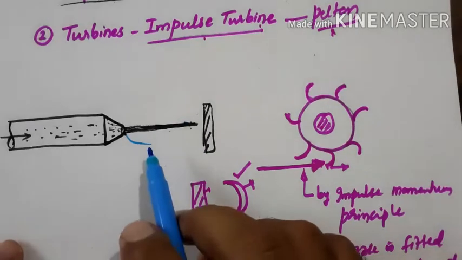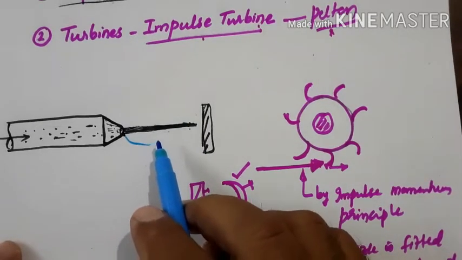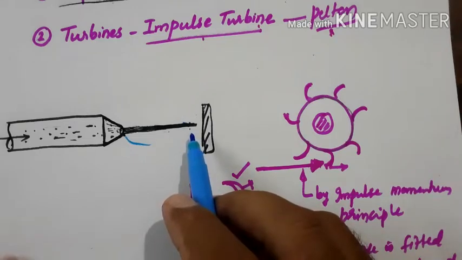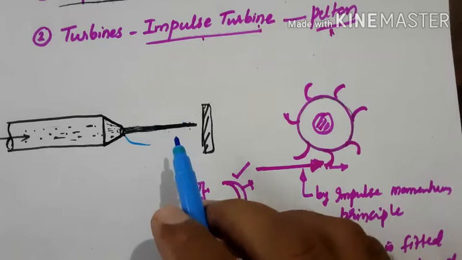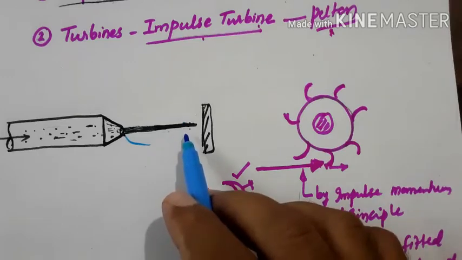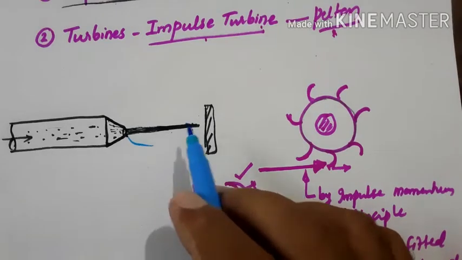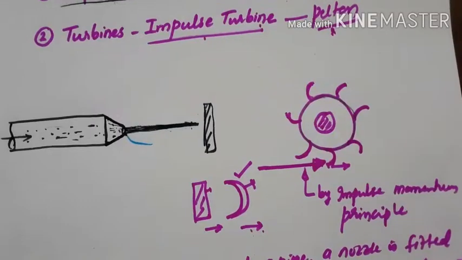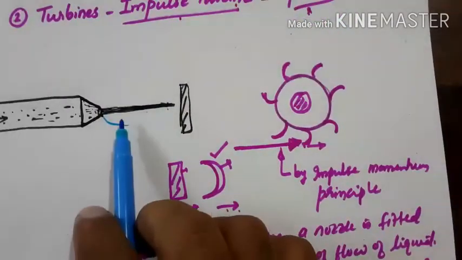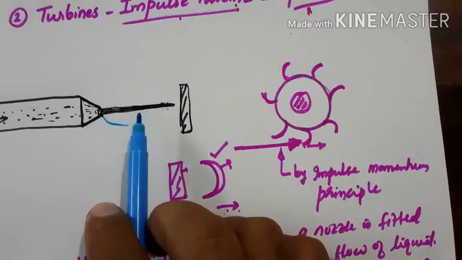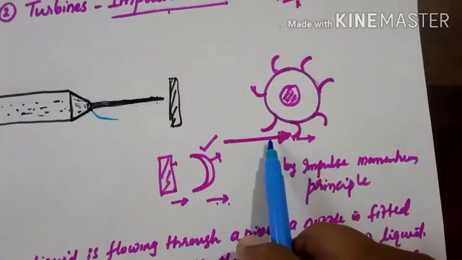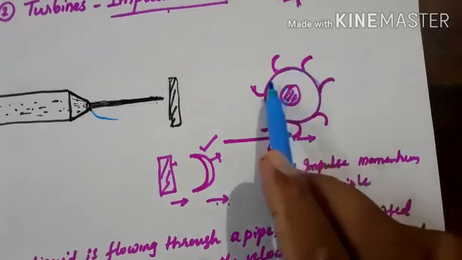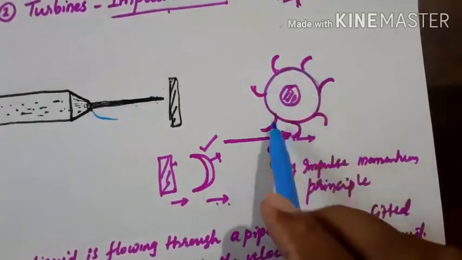This force causes a change in momentum of the liquid or fluid, and it is also known as the impressed force, or the impact of jet. This impressed force, or hydrodynamic force, is used for running hydraulic turbines.